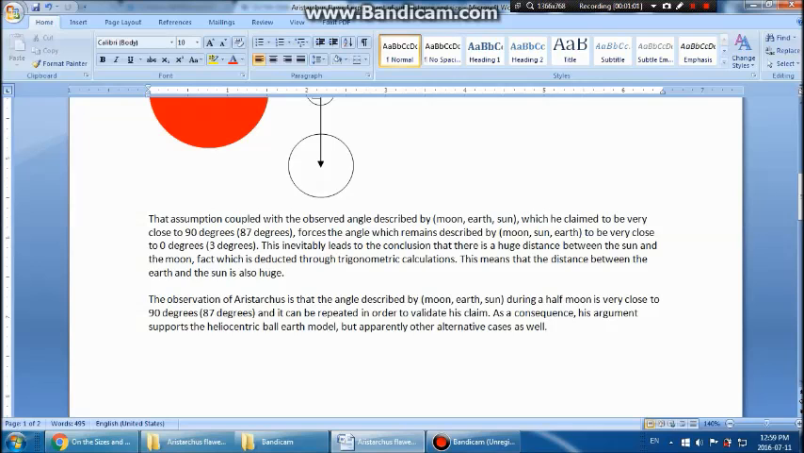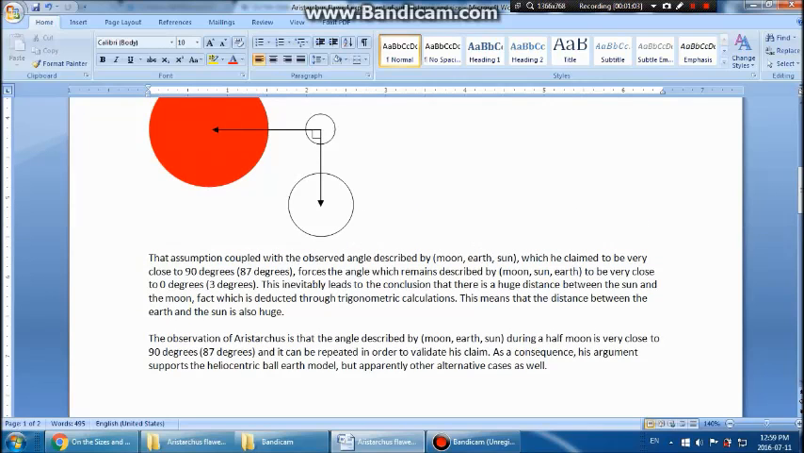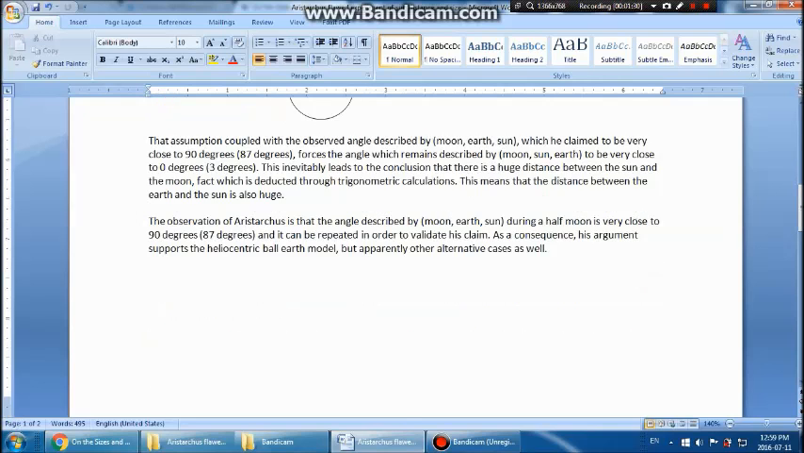The observation of Aristarchus is that the angle described by the moon, earth, sun during a half moon is very close to 90 degrees, as I mentioned, 87 degrees. And it can be repeated in order to validate his claim. As a consequence, his argument supports the heliocentric ball-earth model, but apparently other alternative cases as well, which I will describe in the following section.